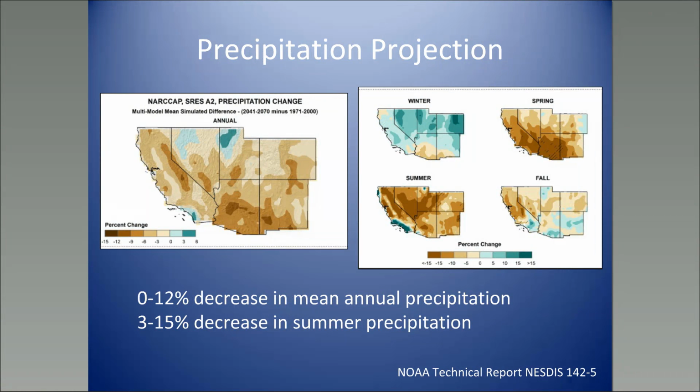Precipitation projections for mid-century indicate drier spring and summer seasons, which will also add to ecosystem water stress and increase the flammability of these ecosystems.